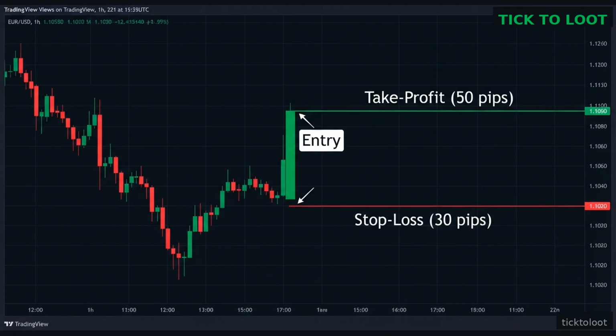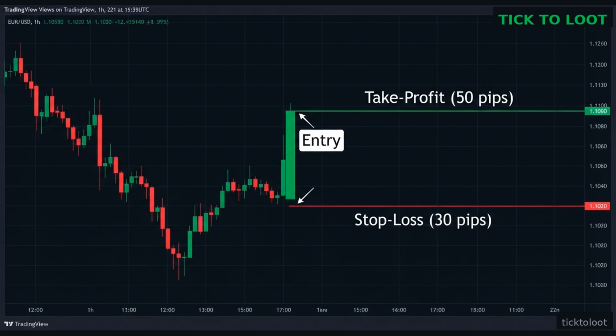The distance between our entry and stop loss is 30 pips. A pip is the smallest price movement in most Forex pairs. Here, 1 pip equals 0.0001. So 30 pips equals 0.0030 in price.